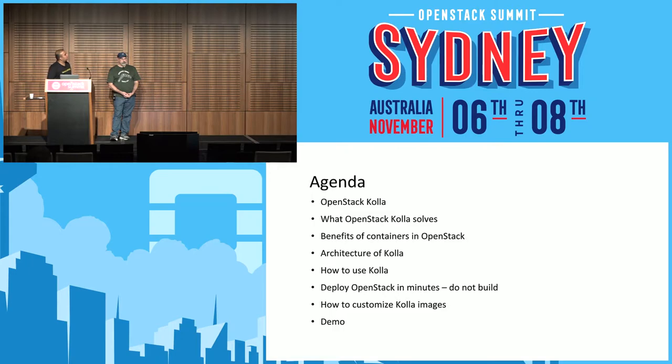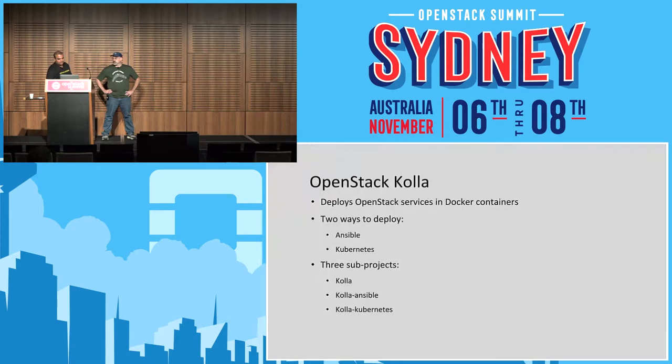So the agenda is, what's OpenStack Kolla? What OpenStack Kolla solves? Benefits of containers in OpenStack? Architecture of Kolla? How to use Kolla? And then how to deploy OpenStack in minutes? Do not build, so we don't have to build anything. And then how to customize Kolla images, and then a demo.